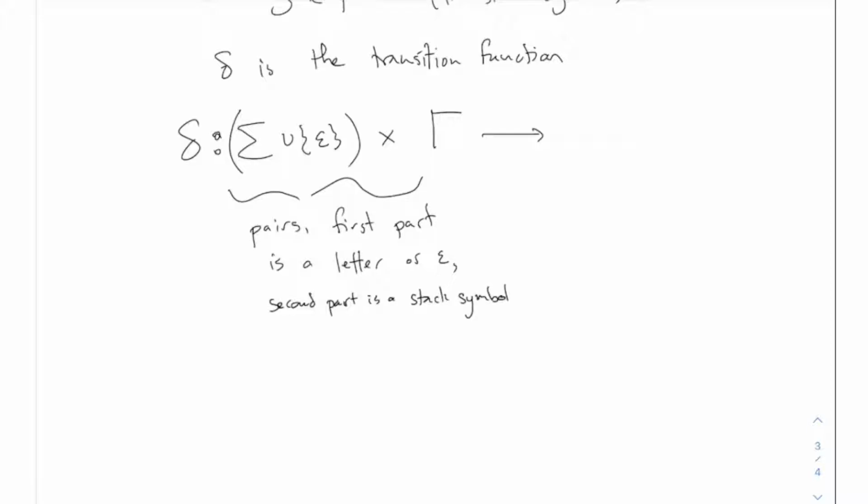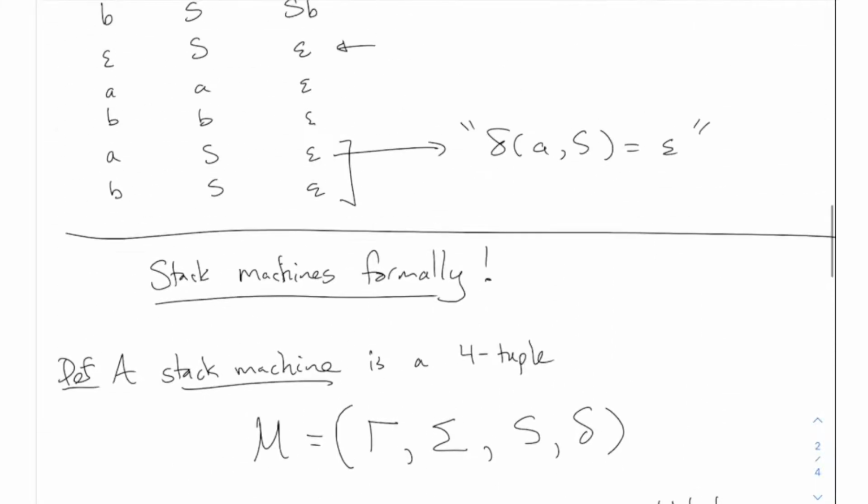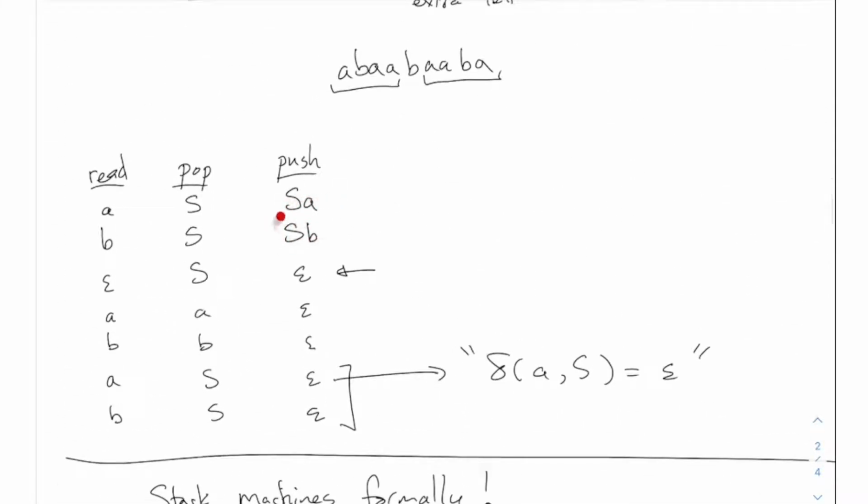That's what all that fancy set theory means. This cross is what makes it into pairs, and then these two things are the sets where the two parts of the pair come from. And then, what does the answer look like? The answer, so this is basically the read column of the chart. This is the pop column, and then this is the push. The push can be any string of stack symbols, all right?